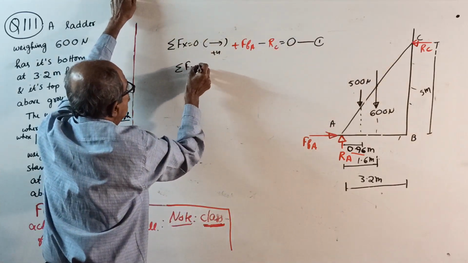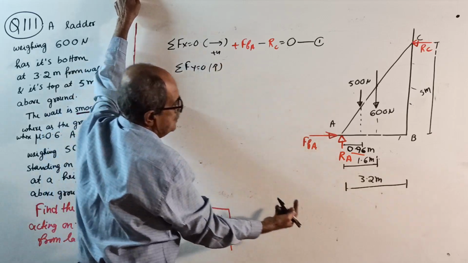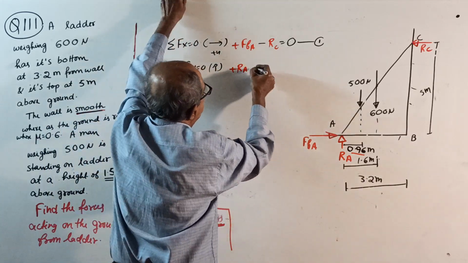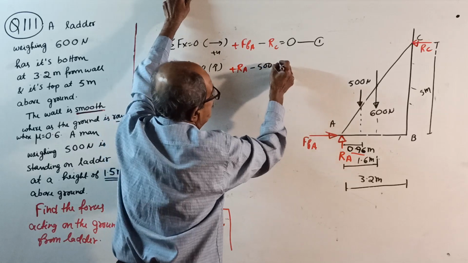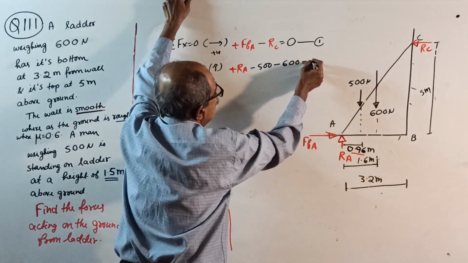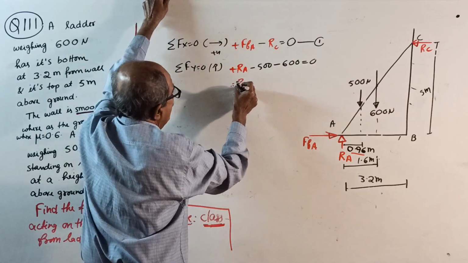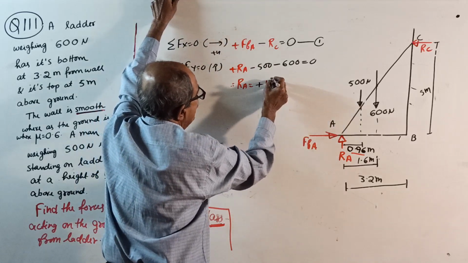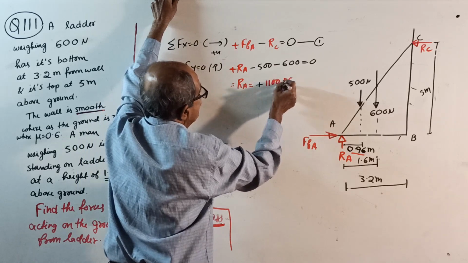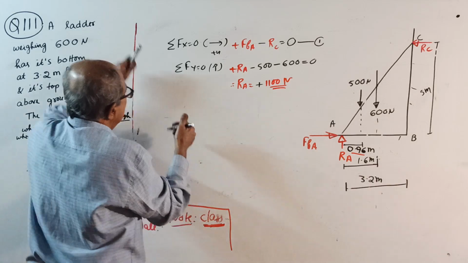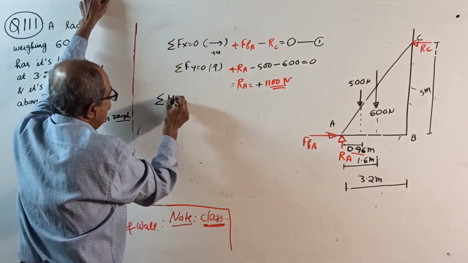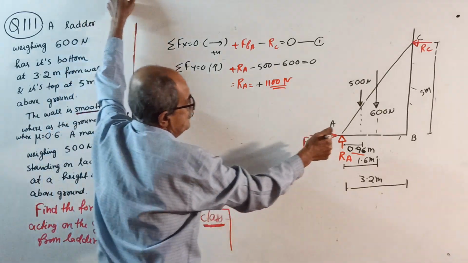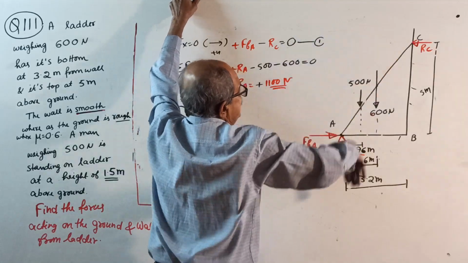Sigma Fy equal to 0, take upward positive: plus RA minus 500 minus 600 equal to 0. Therefore, your RA equal to plus 1100 Newton. Then lastly, sigma M about A equal to 0, take clockwise positive. Take moment about A: minus RC into 5.